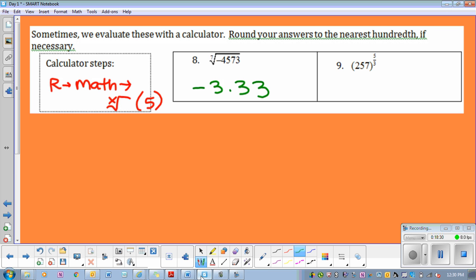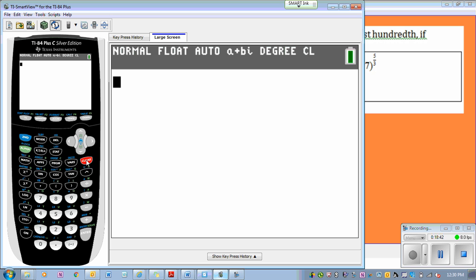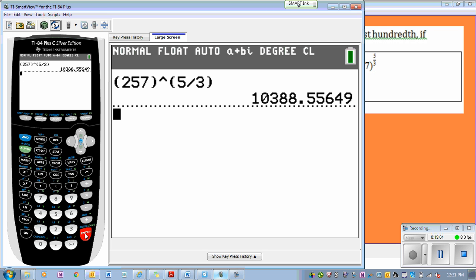All right, let's try the next one. Anytime you have fractions, you need to put them in parentheses when you put them into the calculator, okay? With this one, make sure you put 257 in parentheses, to the power. And then you have a fraction as your exponent, so you need to put that in parentheses as well, just like I have it up here. Enter. Yep, enter. 10,388.56.